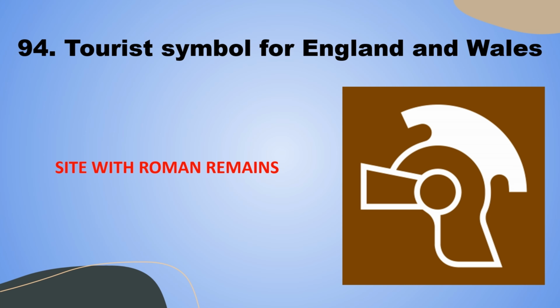I mean, it's on a brown background, the color associated with tourists visiting places and stuff like that. And then you also have the helmet of a warrior. So this is how I would remember it. This is a site with Roman remains. The helmet of a warrior, and then the brown color, which is for a tourist destination.